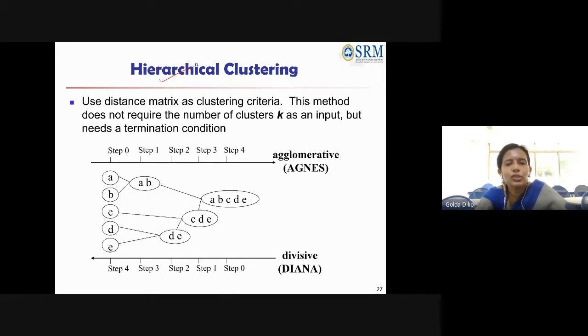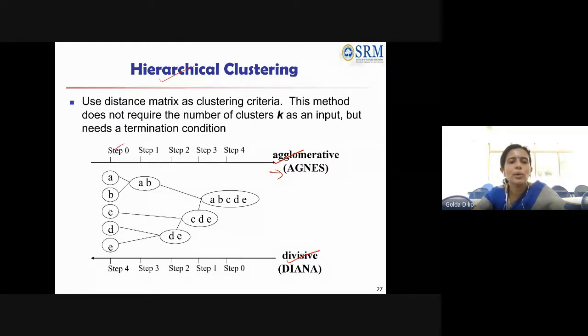There are actually two types of hierarchical clustering. One is what is called agglomerative clustering, and the second one is what is called divisive clustering. Agglomerative, the short form is Agnes, and divisive is the Diana technique. So if you see this agglomerative clustering, you can see from here.